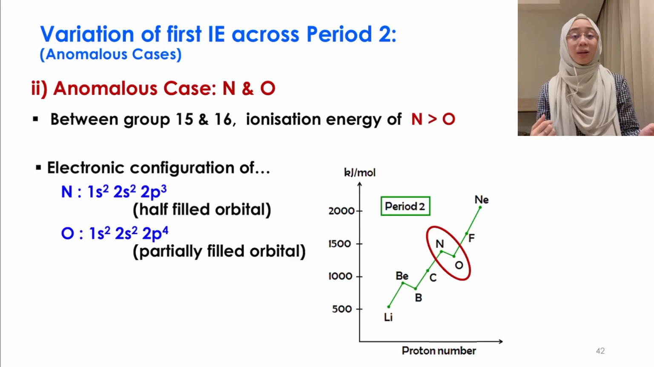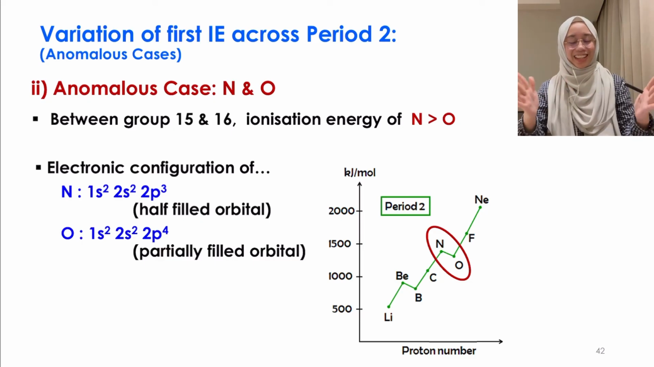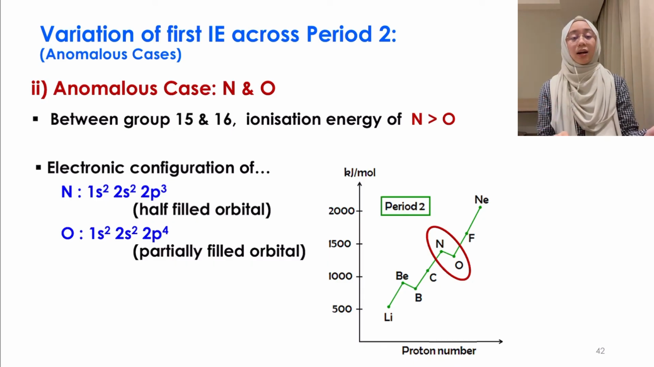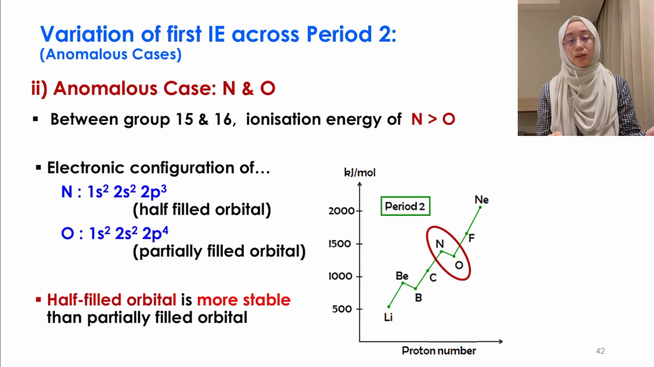Okay, s orbital tak perlulah, because s orbital we only have 2 kan, electron. Dia kalau ada 2, dia full. Kalau ada 1, dia half. Okay, so kita tak tengok sangat tu. Kita more to yang p orbital ataupun d orbital. Kita cakap yang fully filled ataupun half filled. Okay, so in this case class, half filled orbital is more stable than the partially filled orbital.